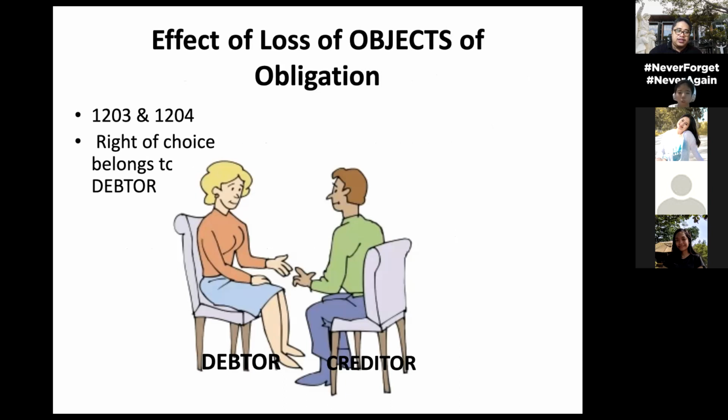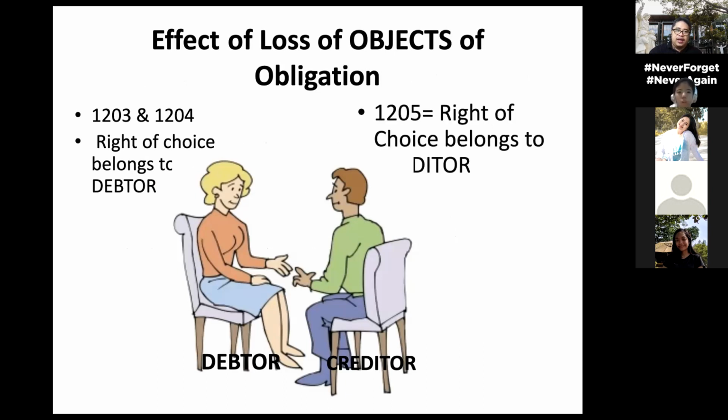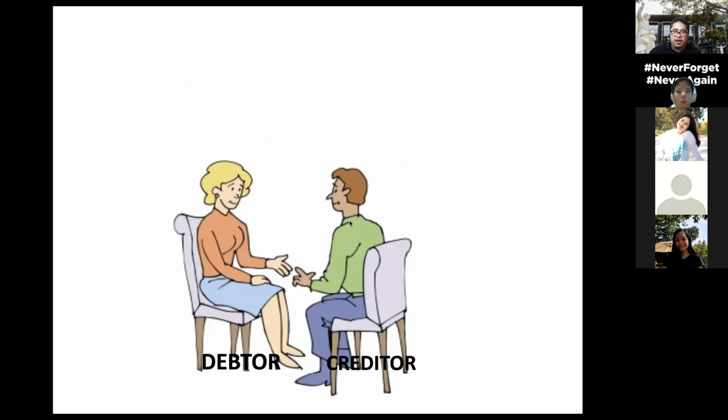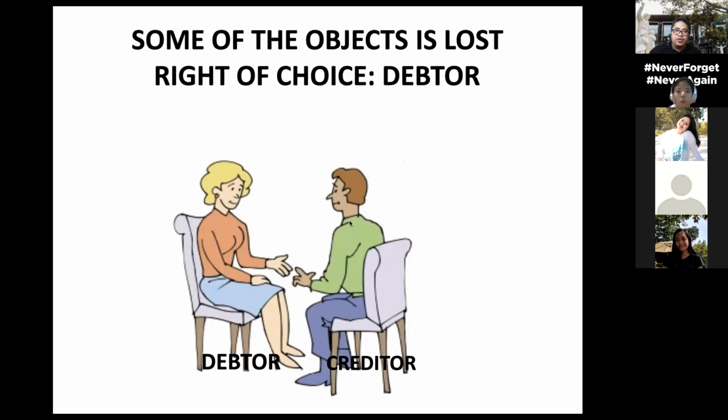So the right of choice, again, belongs to the debtor. Then we have with us the right of choice, which belongs to the creditor. Creditor ni siya, na dula lang ang C. Na dula lang ang cre. So, some of the object is lost. The right of choice is belonging to the debtor.